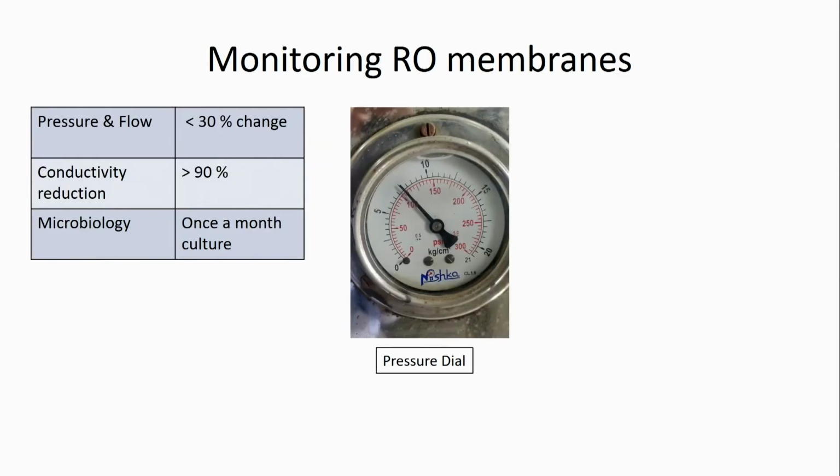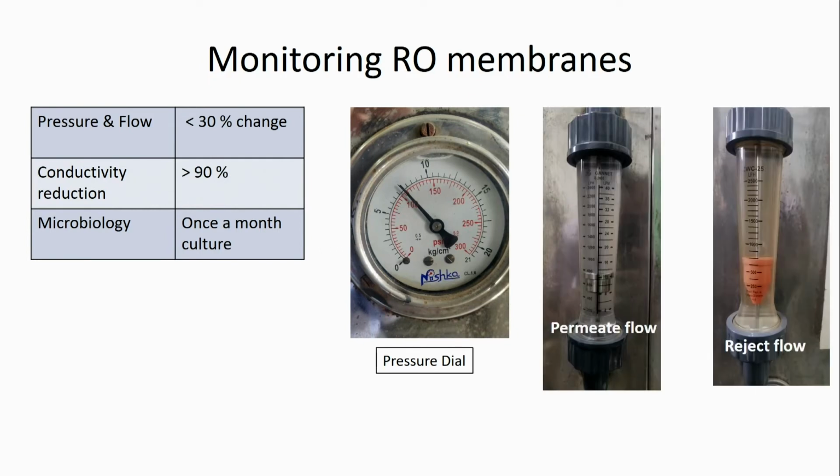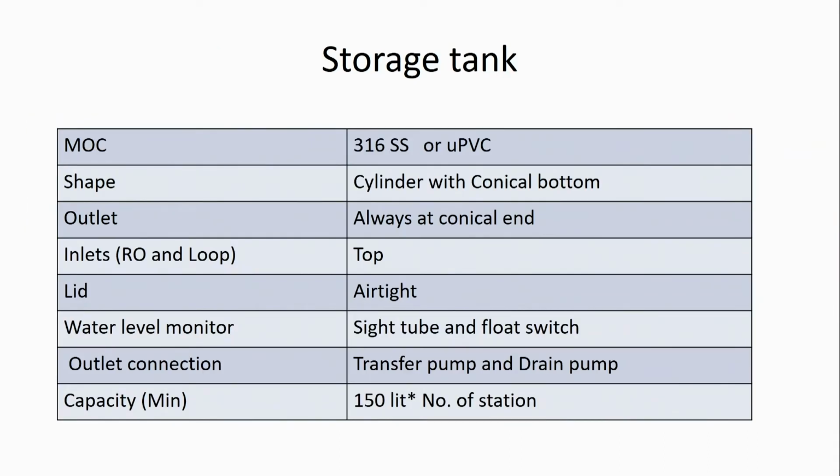So the RO membrane needs monitoring, again by pressure and flow monitoring. There should be less than 30% change in the pressure, which you have to monitor on the dials, and flow meters are installed in the RO panel. The conductivity reduction across the RO should be more than 90%, and microbiological purity should be assured by doing cultures once in a month.